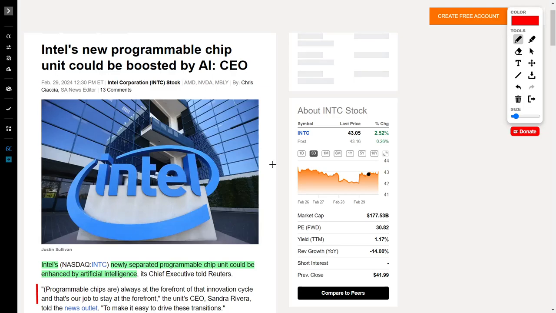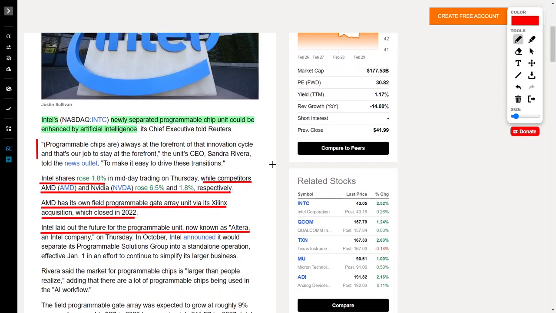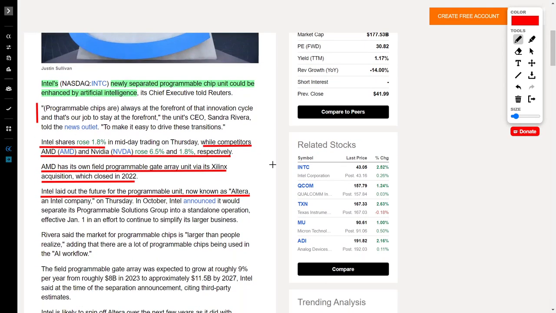The reason why Intel is in the news today, ticker symbol INTC, is because of their newly separated programmable chip unit, which could enhance artificial intelligence, and this will also allow them to ride the hype wave that is behind artificial intelligence. According to the article, it says that programmable chips are always at the forefront of that innovation cycle, and that's our job to stay at the forefront. And they are quoting here from the CEO.